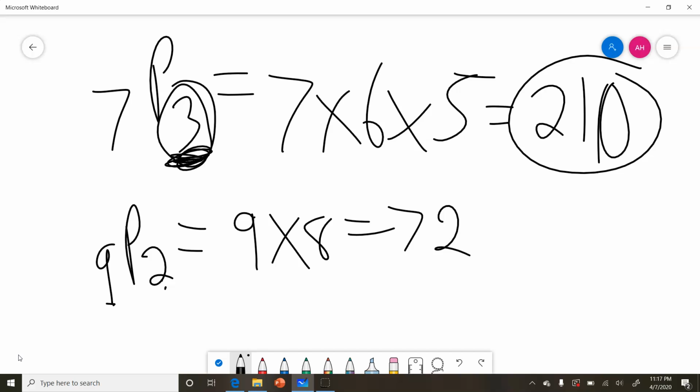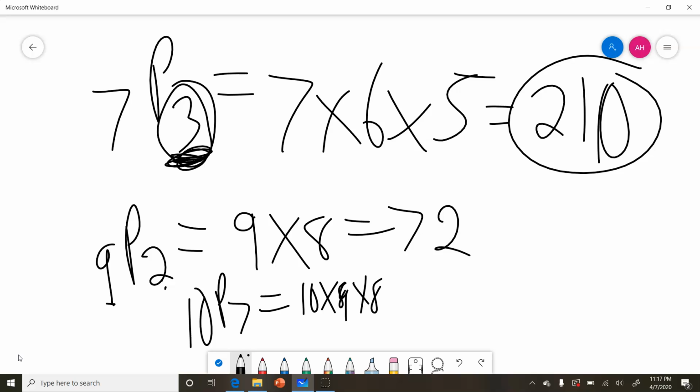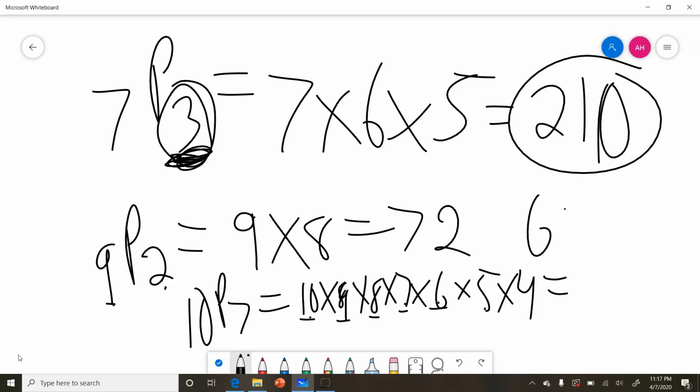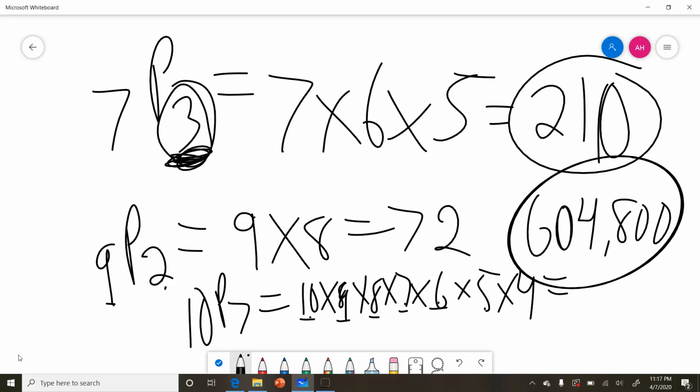Then what if I do something like 10p7? I'm going to have 10 times 9 times 8 times 7 and so on. I've got to do it 7 times: 1, 2, 3, 4, 5, 6, 7. And I multiply that in. It's going to be a huge old number, which I may not even write down on the screen, but I'll tell you what it is. It is 604,800. That's a huge number, but it comes from this right here. So I hope that makes sense. If you have questions, please watch this again and pause it.